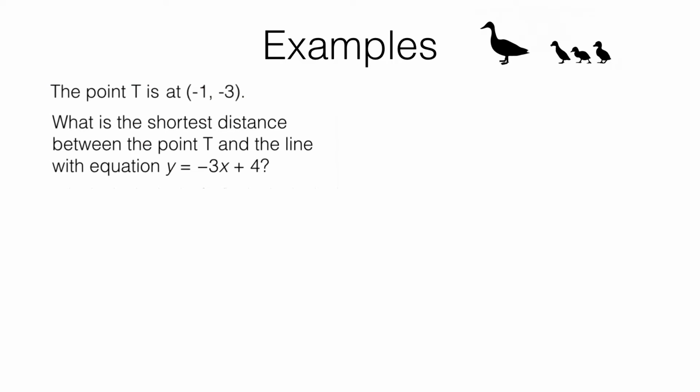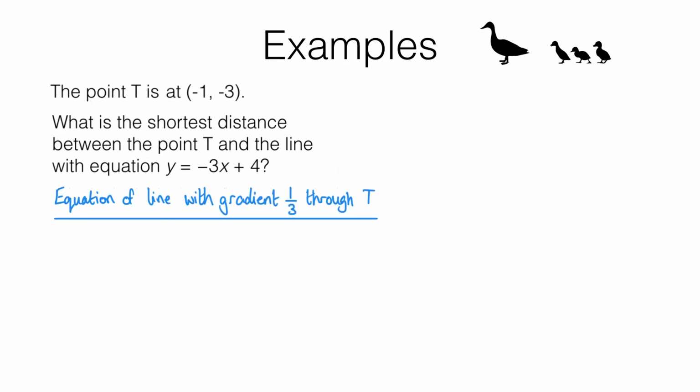Here's the same question, but without a diagram. We can see that the equation of the line we're given has a gradient of -3. So we know that the perpendicular line must have a gradient of positive 1/3, as mentioned earlier in the video. So let's find the equation of that perpendicular line. That line with gradient of 1/3 that goes through point T.